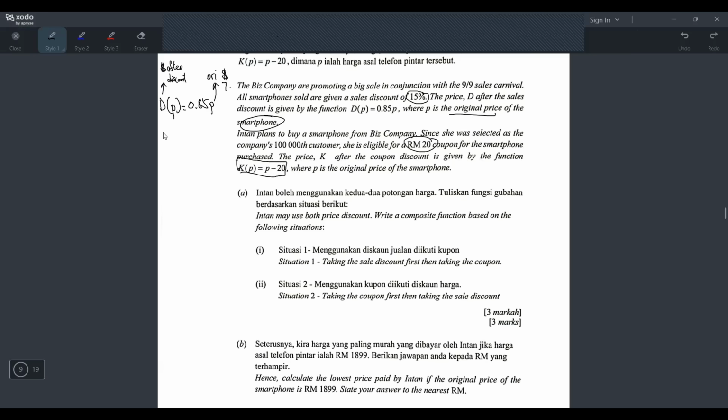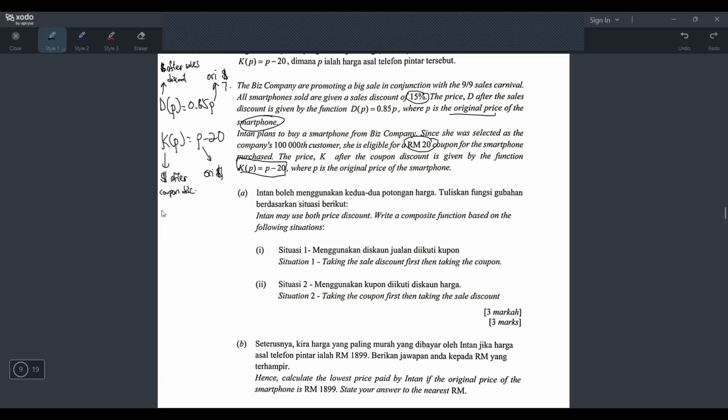So let's write down the equation. It will be K(P) equals P minus 20. And let's write down what the K represents and what the P represents. K represents the price after coupon discount. So it's the price after discount, but this one is after coupon discount. And then P is the original price, right? What about the one above? This one is also a discount, but this one is the sales discount, right? So the price after sales discount.